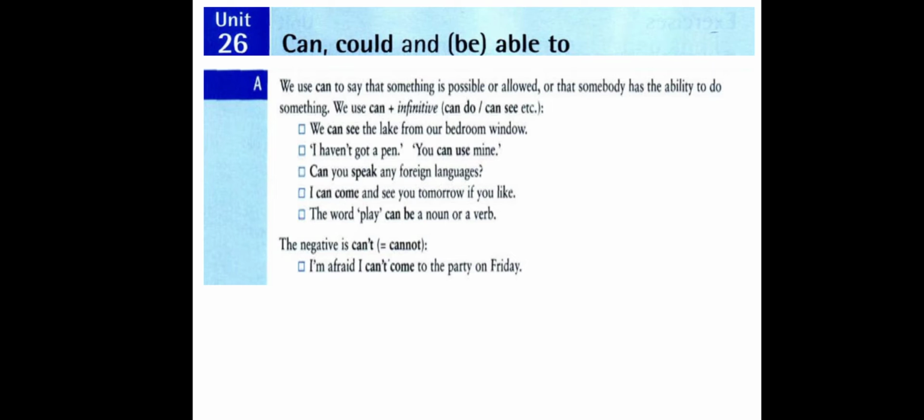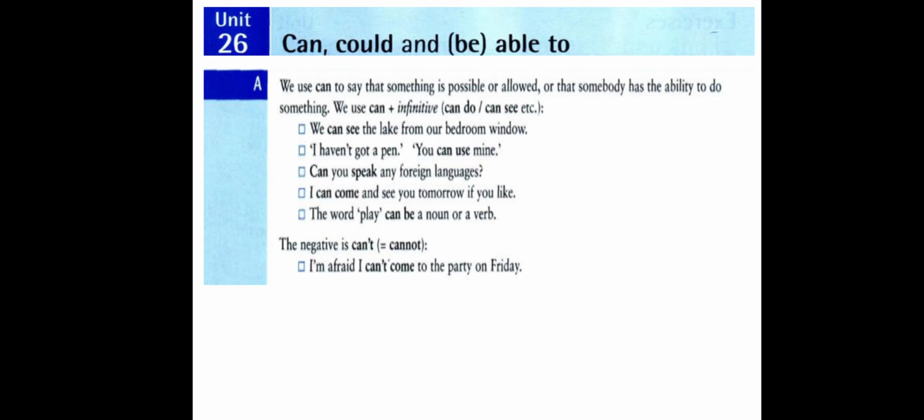This is the next example. I haven't got a pen. You can use mine. Here can is used for permission. And if you look at both examples, you will find that can is followed by the base form of the verb. And we don't use to with it. We don't use to with the verb after can.